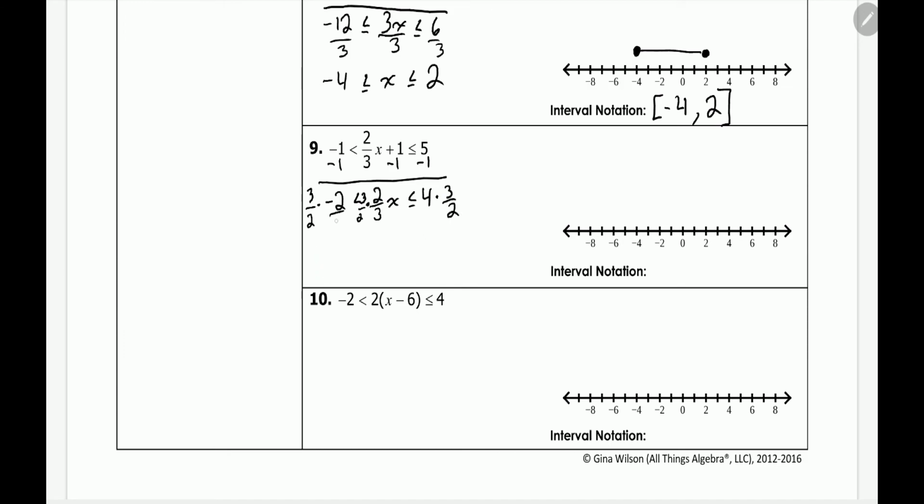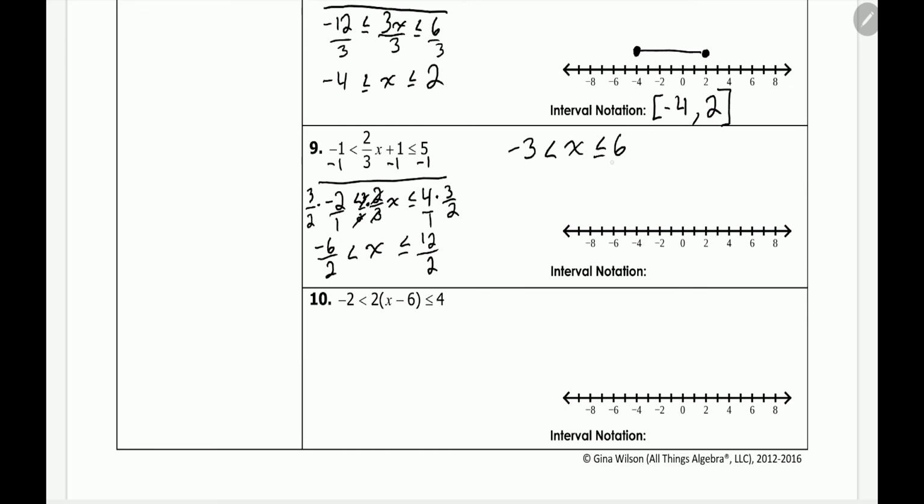Okay, let's make everything a fraction. 3 times negative 2 is negative 6 over 2 times 1 is 2, less than 3 on top, 3 on bottom, 2 on bottom, 2 on top, that's with an x, less than or equal to 4 times 3 is 12 over 1 times 2 is 2. Simplify this just a little bit. So we have negative 6 over 2, which is negative 3, less than x, less than or equal to 12 over 2, which is 6.